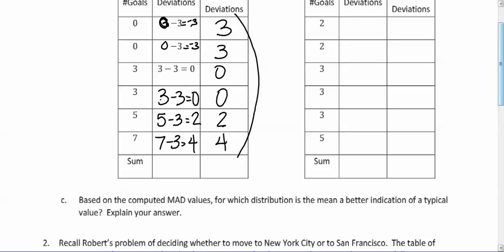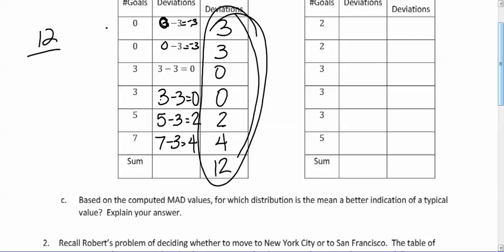So we have 3 plus 3 is 6, plus 2 is 8, plus 4 is 12. So when we find the sum of our deviations, this section right here, we're going to have 12. Now we had 1, 2, 3, 4, 5, 6 pieces of data. So 12 divided by 6 is 2. So we would say that we have a MAD of 2.